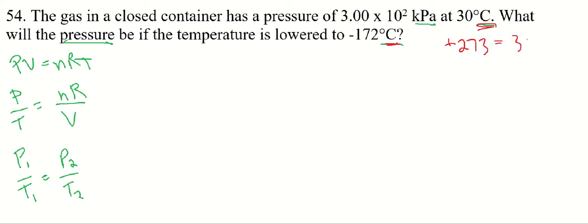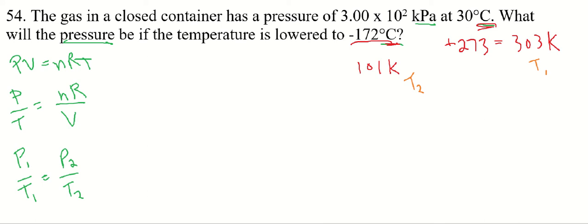That's going to give us 303 Kelvin. And if we do that here, negative 172 plus 273 is 101 Kelvin. This is T1, by the way, and this is T2. It's decreasing in temperature.